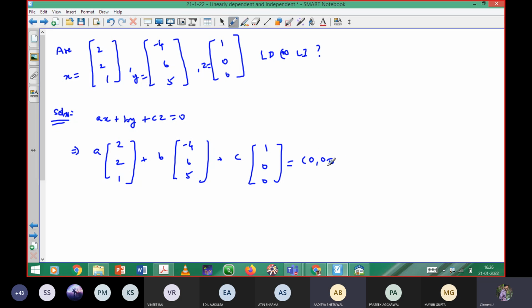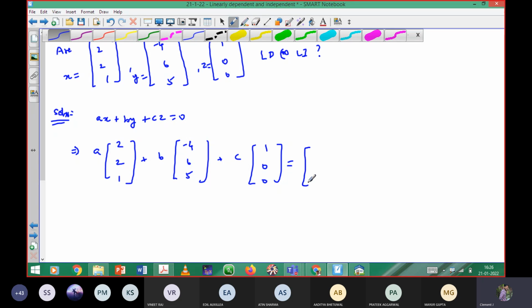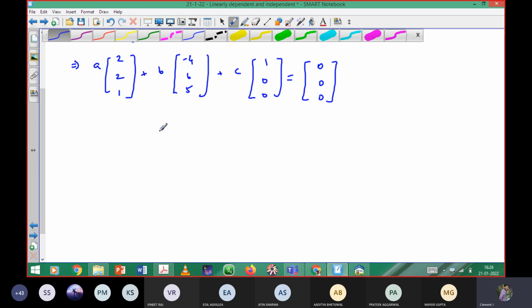Can I write here like this? No, sir. No. Then 0 0 0, column wise. Very good. So you have to write the 0 column vector, like 0 0 0. If you do this step, the rest of the procedure is completely the same. I'm not going to solve the remaining steps, so I can just leave it up to this.